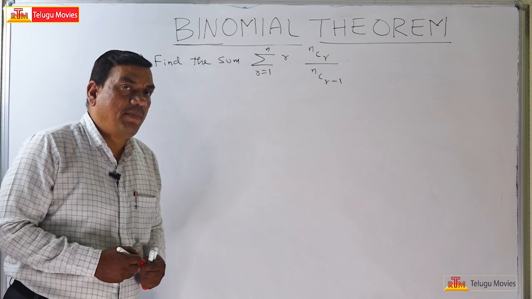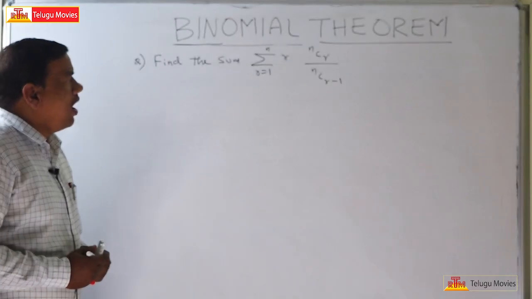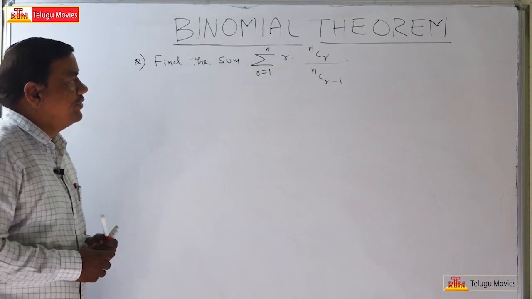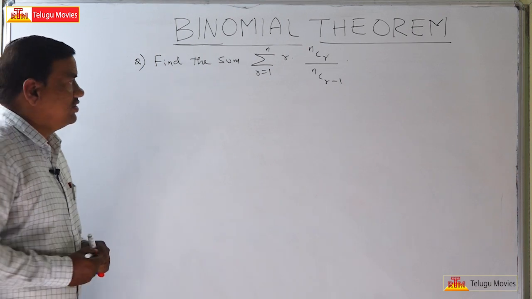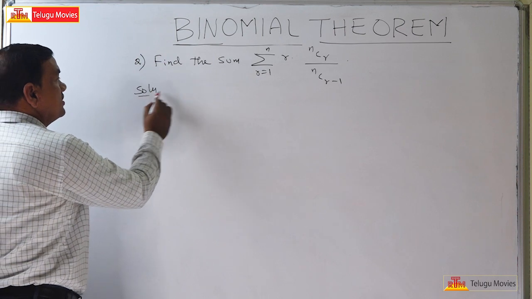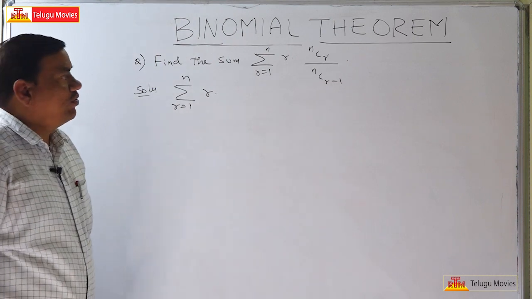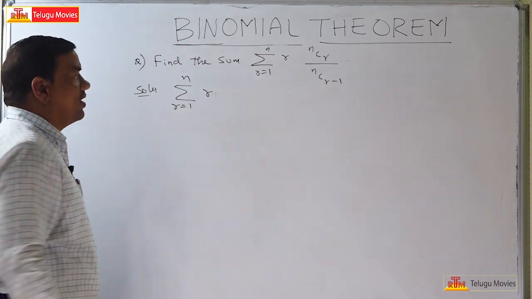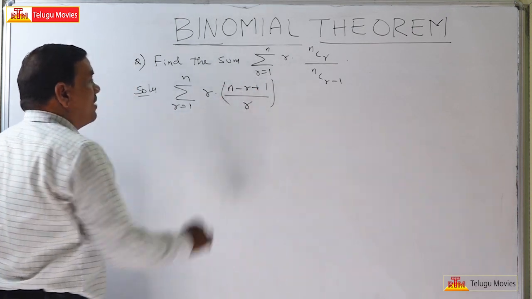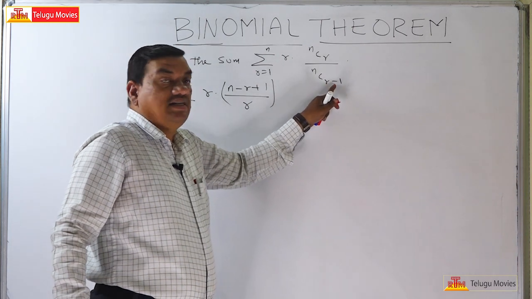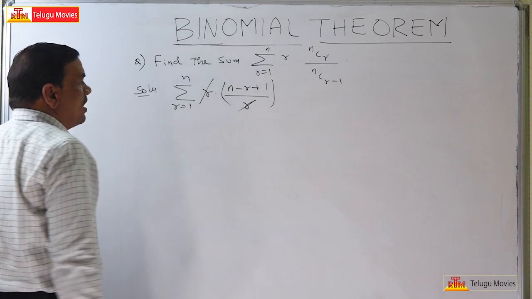Dear students, welcome back to this problem. So find the sum of sigma r runs from 1 to n, r into NCR upon NCR minus 1. Okay, now, so let us see the solution. So the solution is sigma r runs from 1 to n, r into that formula we know, NCR by NCR minus 1 formula. So that is equal to n minus r plus 1 by r, n minus r plus 1 by r, n minus this, same r will come. Is there any more cancellations? Yes, we can cancel r clearly.